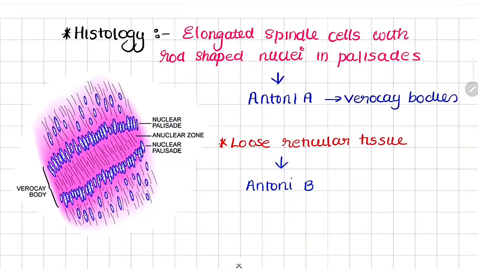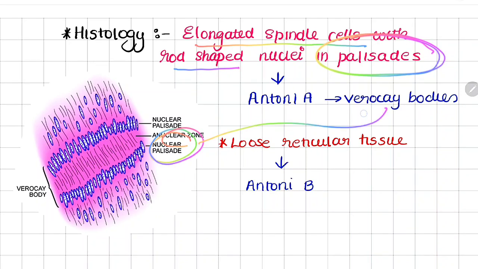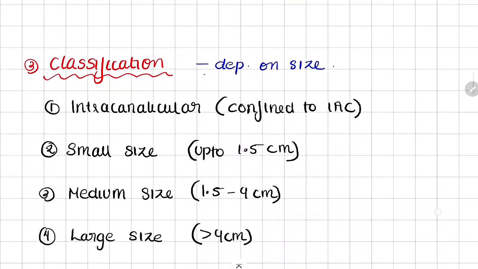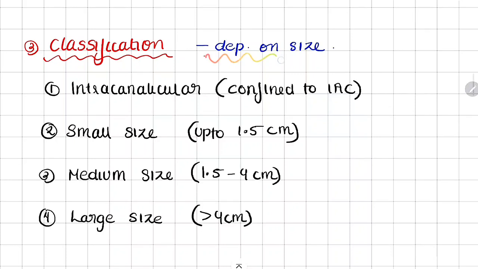Now coming to the histology, here we can see elongated spindle cells with rod-shaped nuclei arranged in palisades. So this nuclear palisading is known as Verocay body. You can also see loose reticular tissue, that is the Antoni B area, and the palisade, that is the Antoni A area.